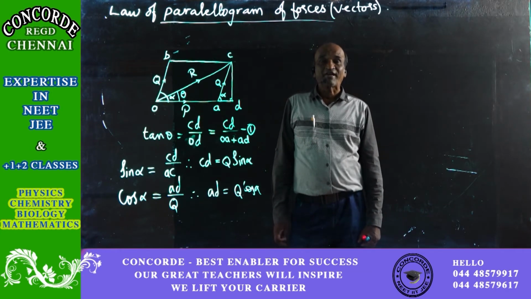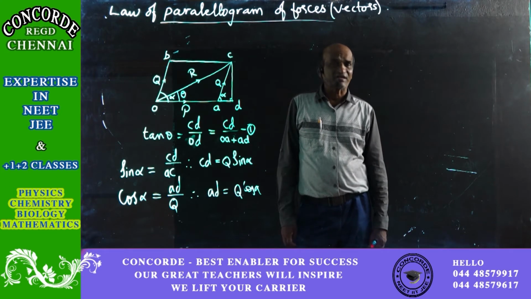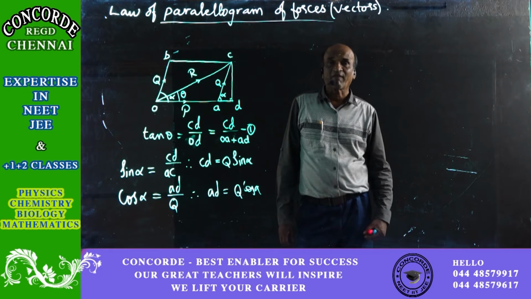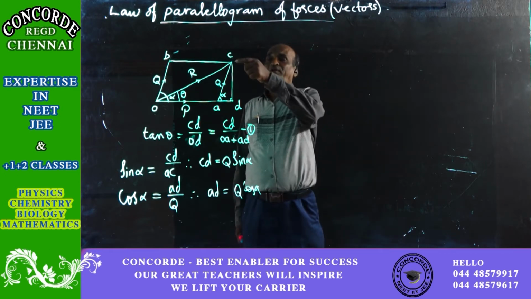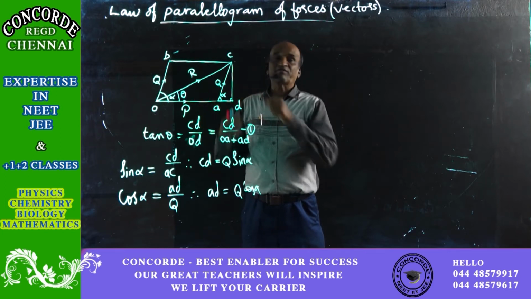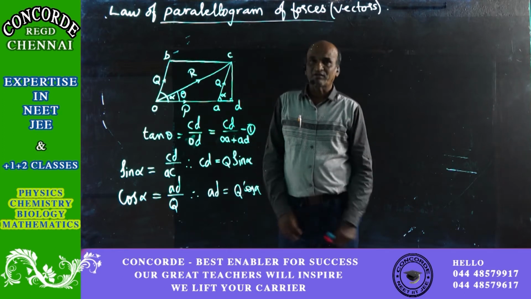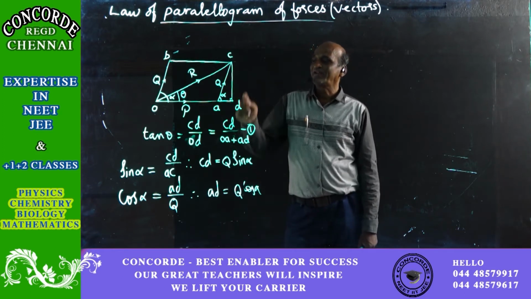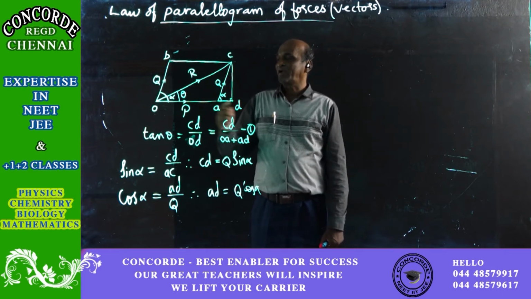Now, for deriving the equation for the magnitude of the resultant and also its direction, let us try to bring out a perpendicular from point C to the line OA extended. Then we will have two right angle triangles. One is CDA and the other one is CDO.